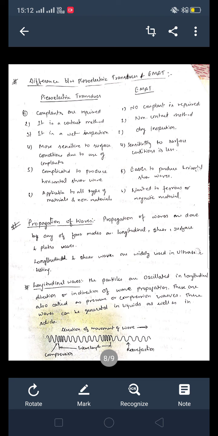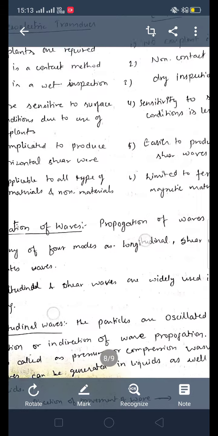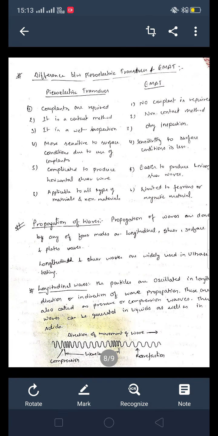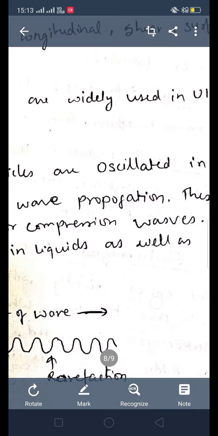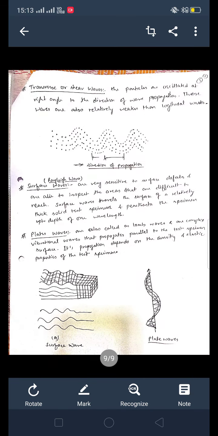These are also called pressure or compression waves. These waves can be generated in a liquid as well as in a solid. Think about it and then note it down. The longitudinal wave is generated in liquid as well as in solid. Here in the diagram you can see the compression, the wavelength, and the direction of movement of the wave. I hope you are getting my points.